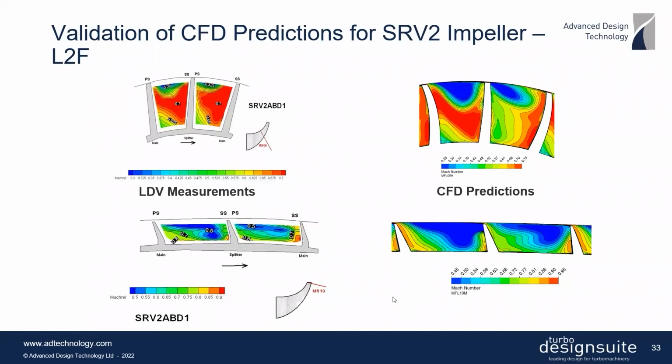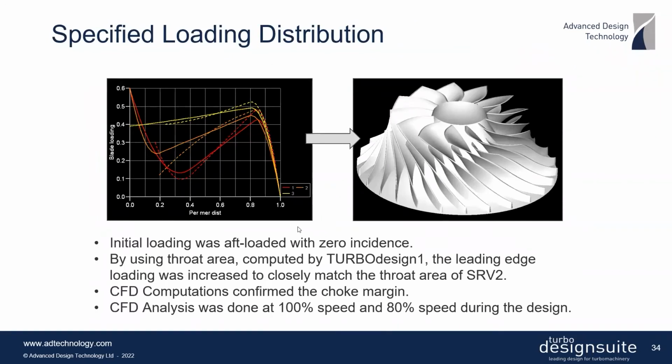redesign with the baseline. And then in terms of blade loading, we essentially started with a very similar loading to what we used for the Cummins case. And the difference was that in this case, as you know, with these very high tip speed impellers, in order to have a wide choke margin and to match the choke margin of the baseline, you need to have a certain throat area. And so the initial loading was with 0 incidence at the leading edge, but it was found that the throat area was too small.